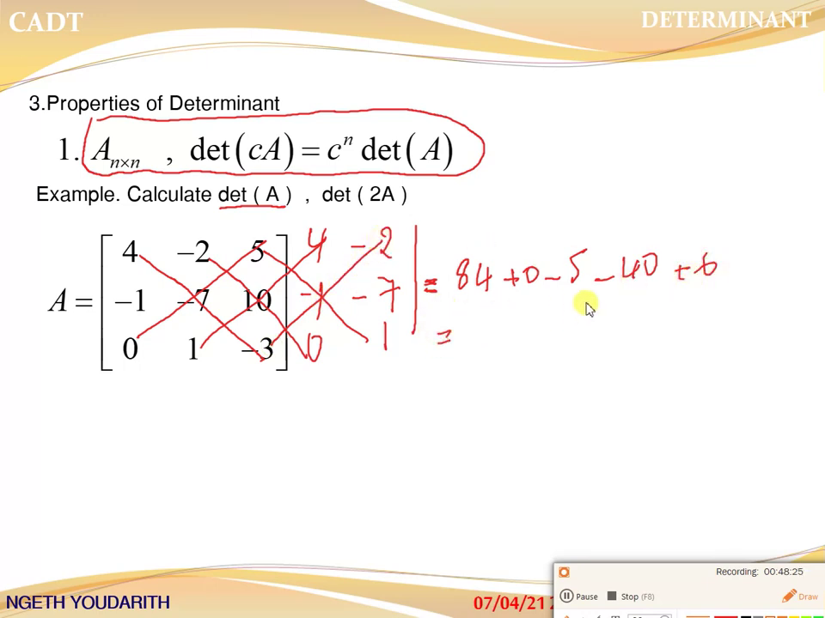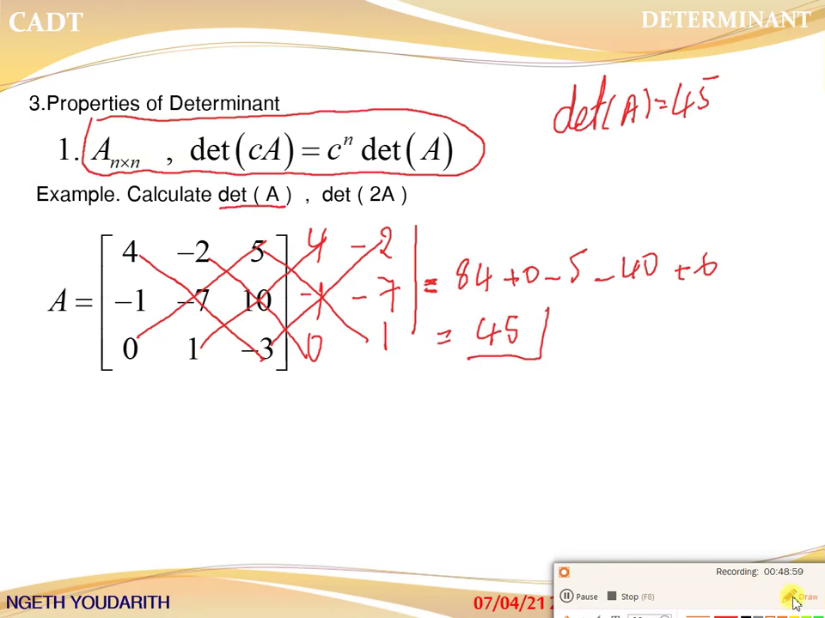So we get this one is 44, 39, 39, and 45. This one is equal to 40, 45. So I get the determinant of A is equal to 45. And how about the determinant of 2A?